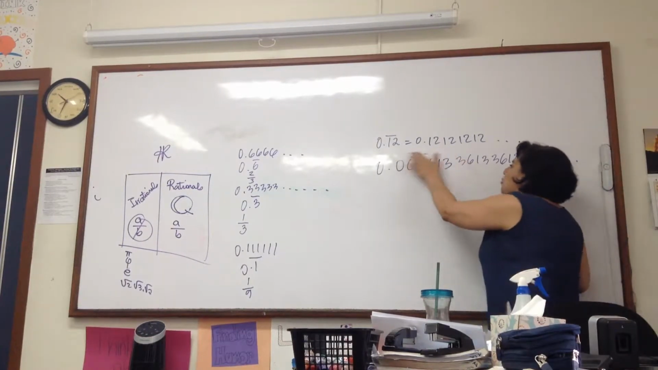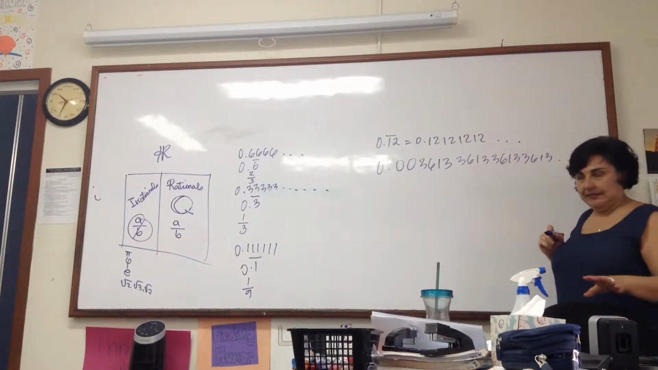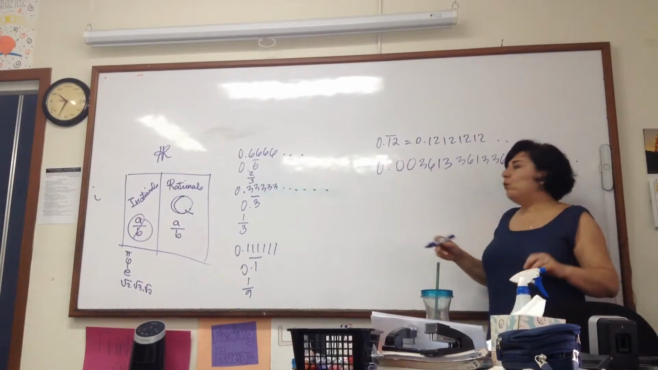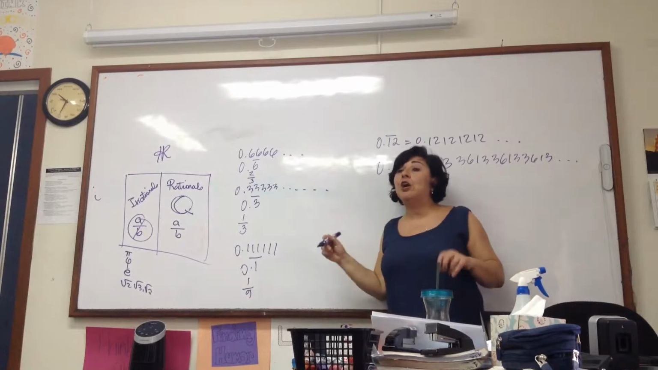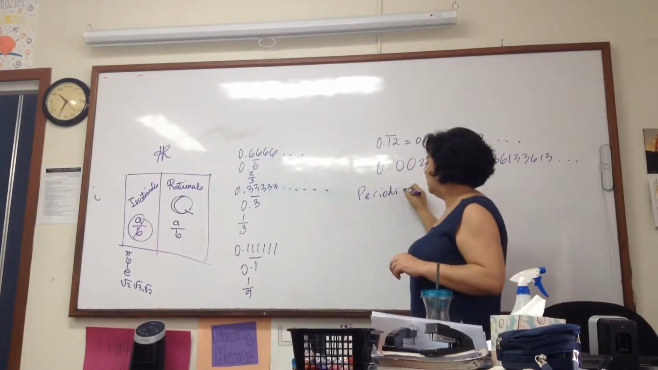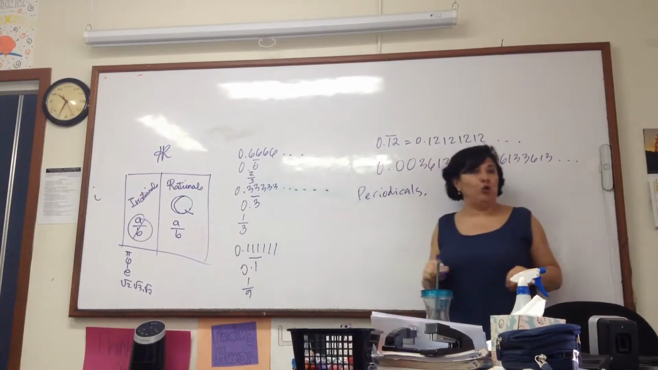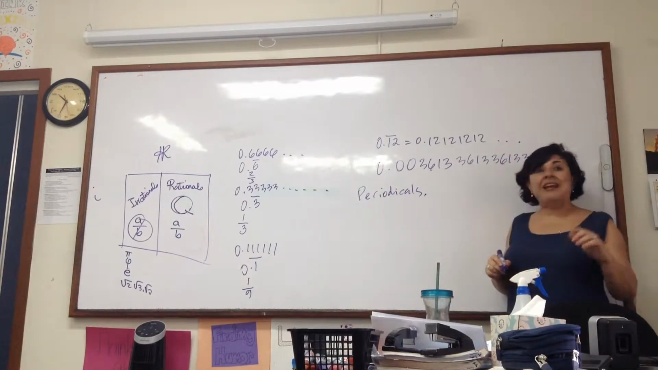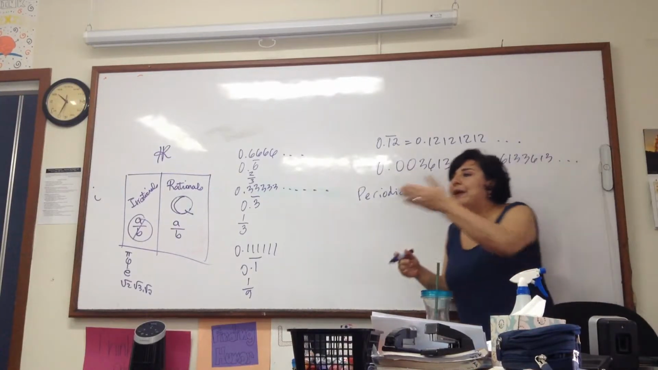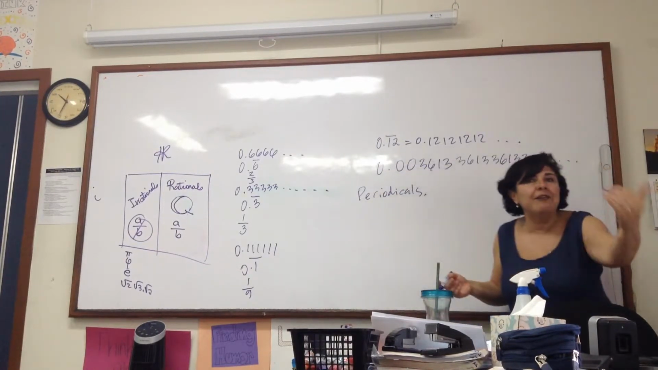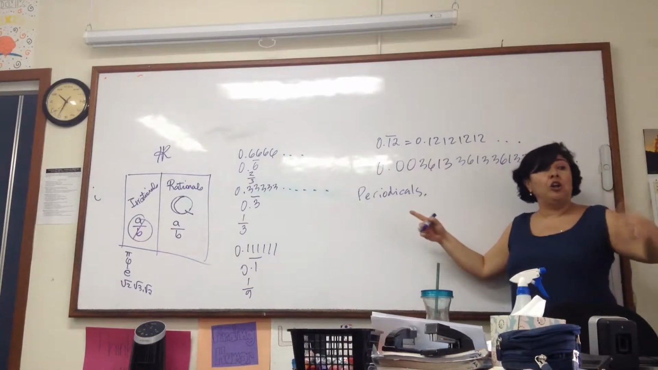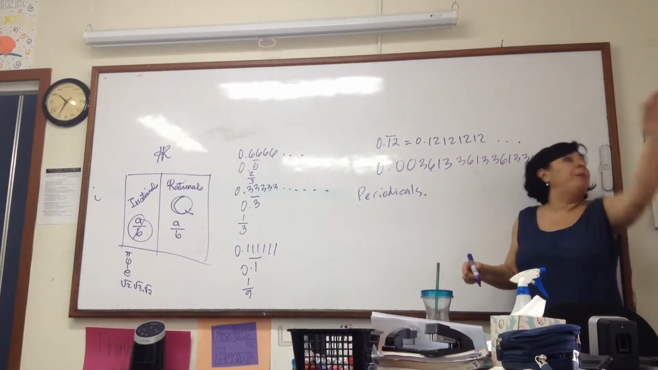Okay. So it's clear what the line means. All of these numbers, when they are repeated like this, they're called periodicals. Why periodicals? Because they repeat every certain period. That's why it's called a period. Because it's periodical.